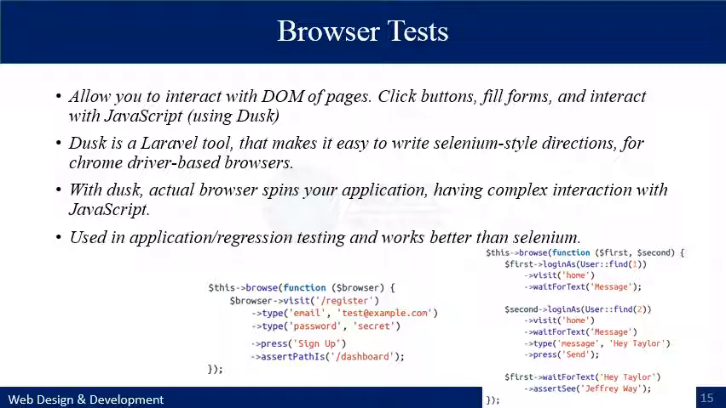So this is a common way to create a browser test. In this case, you have specified a browse method and you visited a register URL, and you have provided an email and password, pressed the sign up button, and checked that the URL is located at the dashboard.